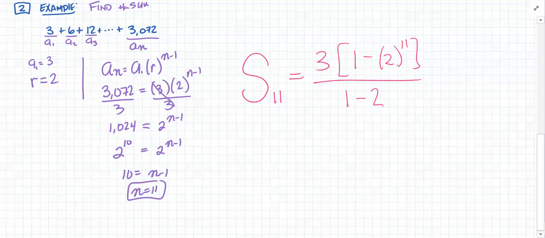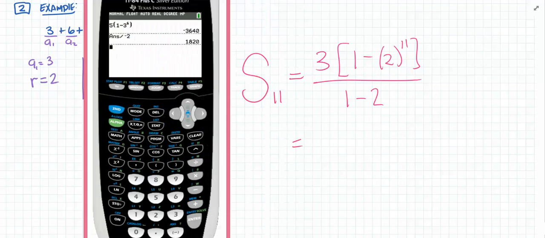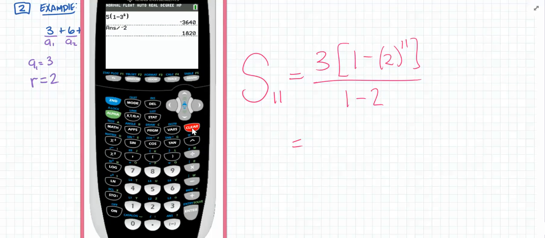I'm wondering. So, I'm going to use the calculator for this part to show you guys. So, here's my calculator. For this part, I definitely recommend using the calculator so that we don't mess this up. So, I'm going to go 3, parentheses, 1, minus, parenthesis, 2, parenthesis, caret, 11. Get that answer, and then divide by what? Divide by negative 1, exactly, because that's my denominator. So I'm getting 6,141. Oh, look at that.